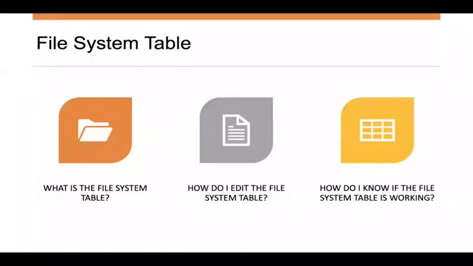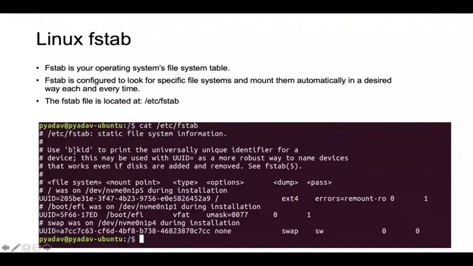File system table. Now because we have a file system in the system, we also require a file system table so that my operating system knows where a file is when we search for it. So what is the file system table? How do I edit the file system table? And how do I know if the file system table is working? So let's have a look at Linux fstab.